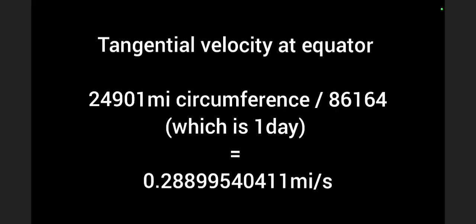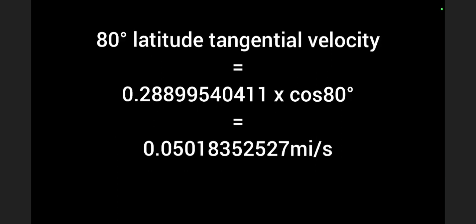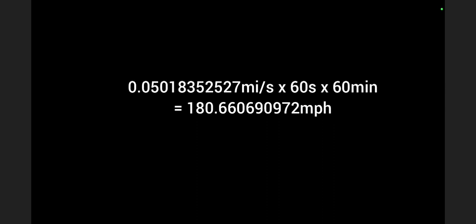So the tangential velocity at the equator is 24,901 miles in circumference divided by a sidereal day, which is 86,164 seconds, which gives us 0.28899540411. At 80 degree latitude, the tangential velocity equals the tangential velocity at the equator, which again is 0.28899540411, times the cosine of 80 degrees, which gives us 0.05018352527 miles per second. So if we times that by 60 seconds and by 60 minutes, that gives us miles per hour, which equals 180.6606900972 miles per hour. It's basically 180 miles an hour.